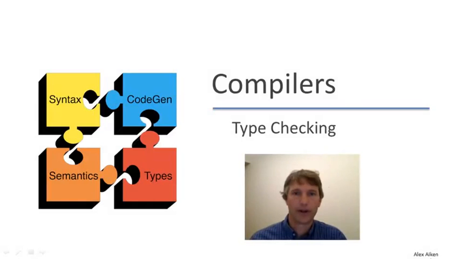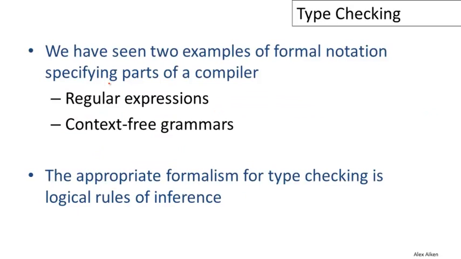In this video, we're going to talk about type checking in COOL. Thus far, we've seen two examples of formal notation used to specify parts of a compiler. Regular expressions were used in lexical analysis and context-free grammars, which we used in parsing. It turns out that there's another formalism which has gained widespread acceptance in type checking, and that's logical rules of inference.